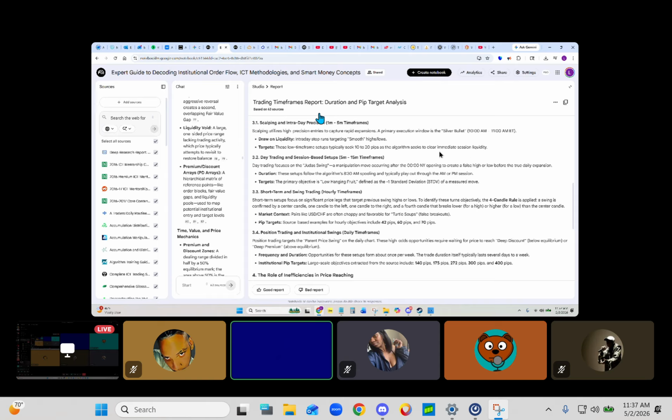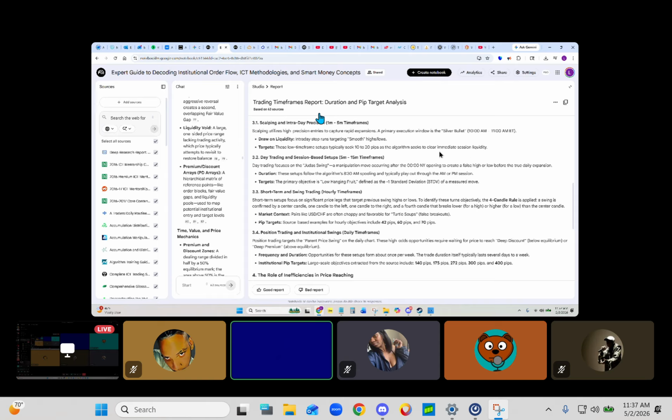Targets: the primary objective is low-hanging fruit, so defined as the -1 standard deviation of a measured move. We were just showing you guys what that looks like. This is the 1 standard deviation. There's other ones as well, as you can see here, 2 standard deviation, 4 standard deviation. And if it does make it down here to the 4 standard deviation, this is a full swing or something. I forget what they call it exactly, but that's what those are, of a measured move.